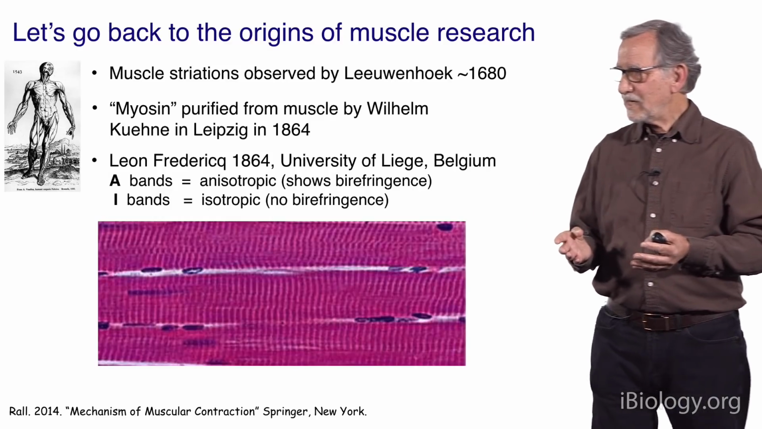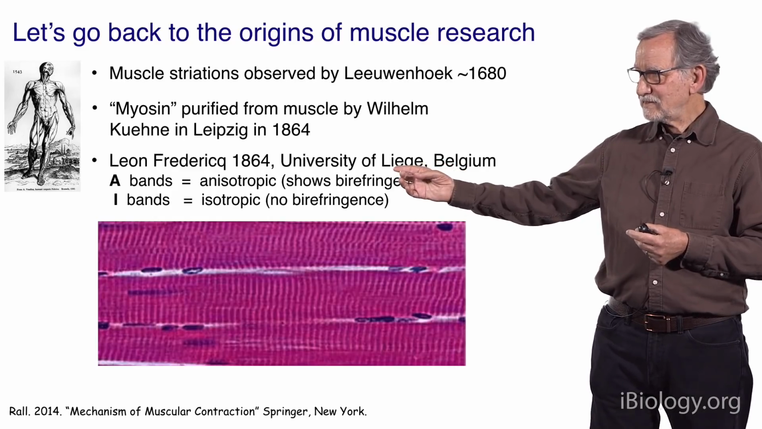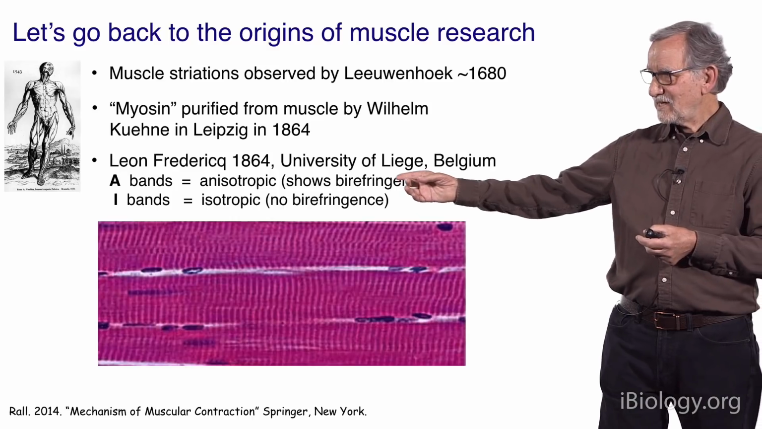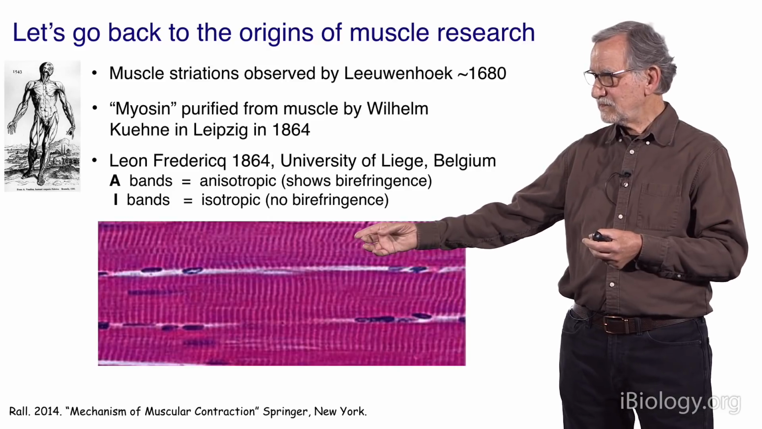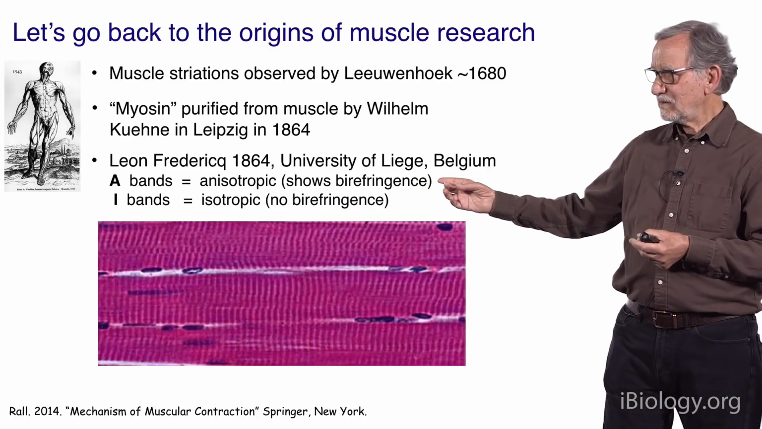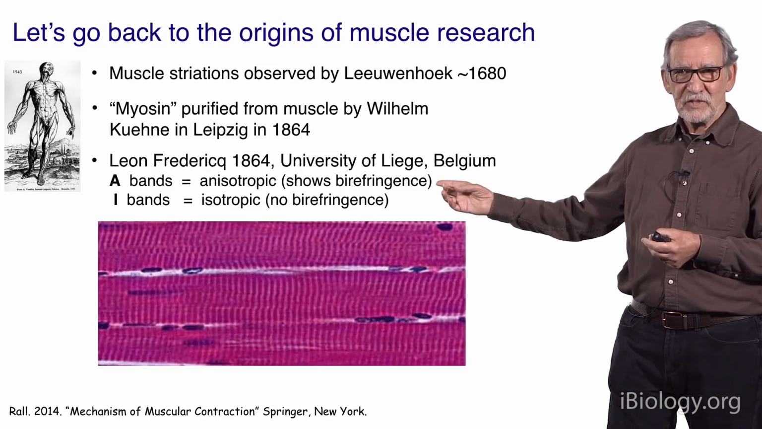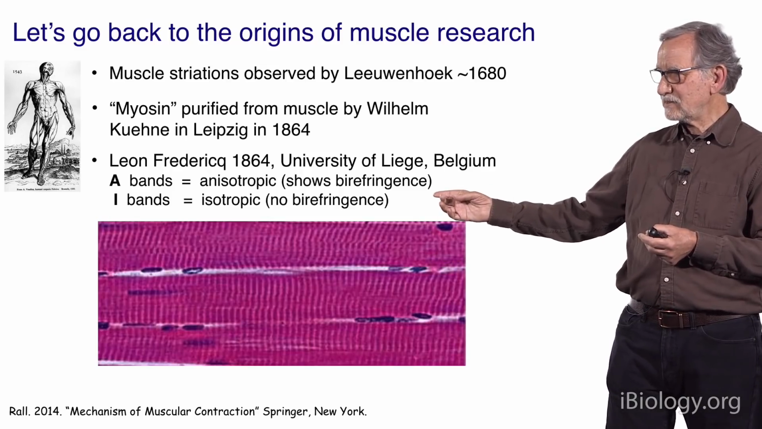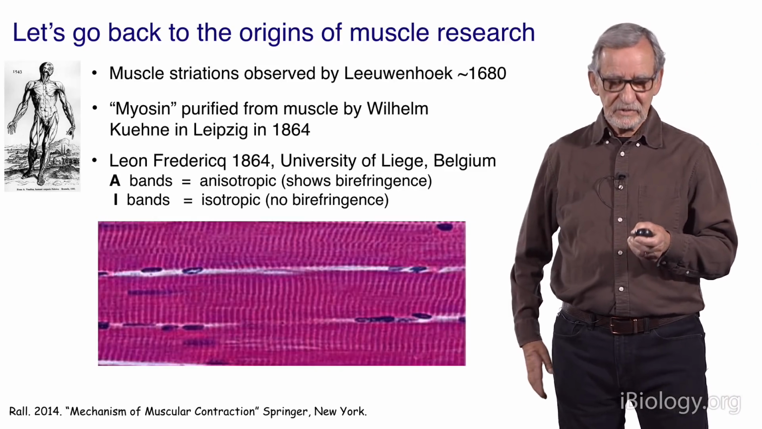Okay? The same year, Leon Frederick at the University of Liège in Belgium, looked at these striations in more detail. He named the dark bands A bands, meaning they're anisotropic, which means they show birefringence. And the light bands he named I bands because they are isotropic and don't show birefringence.